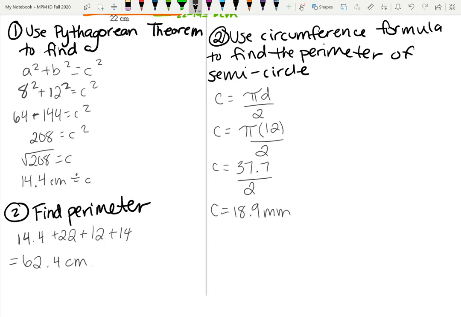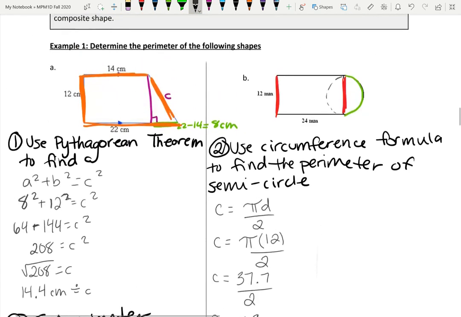Okay, so now we've found the perimeter or circumference of that green line. So now we can find the perimeter of the entire composite figure by adding the green line and the red line together and the two blue lines, which are both 24.